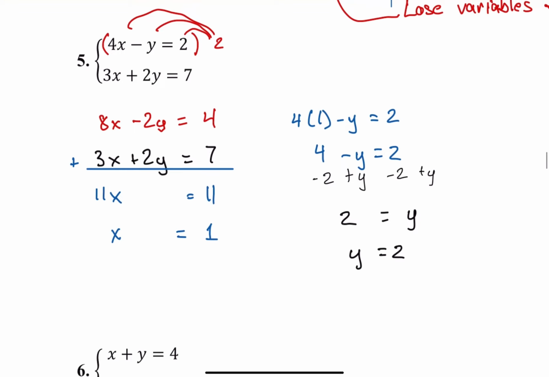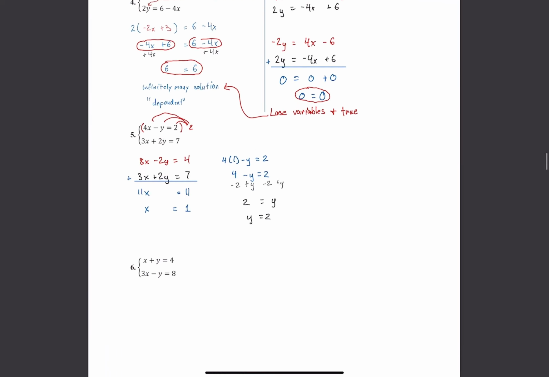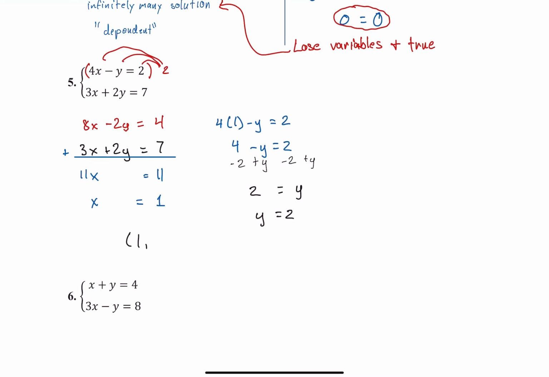I feel like the test did have the ordered pair as your solution, so that is going to be 1, 2. Any questions on number 5? Again, to do the substitution method, all you would have had to do is solve this top one for y first, and then just plug it into the second one. The second one is probably easiest to solve for y.